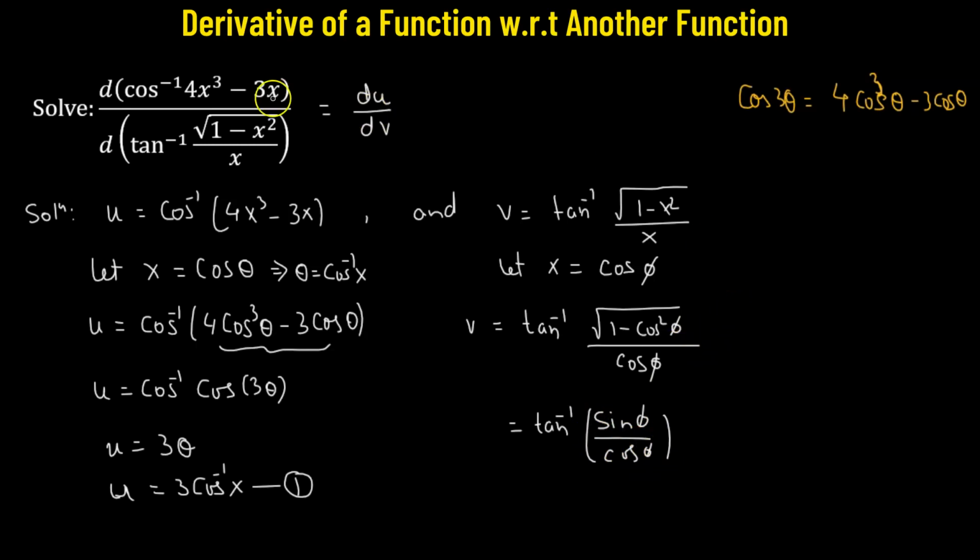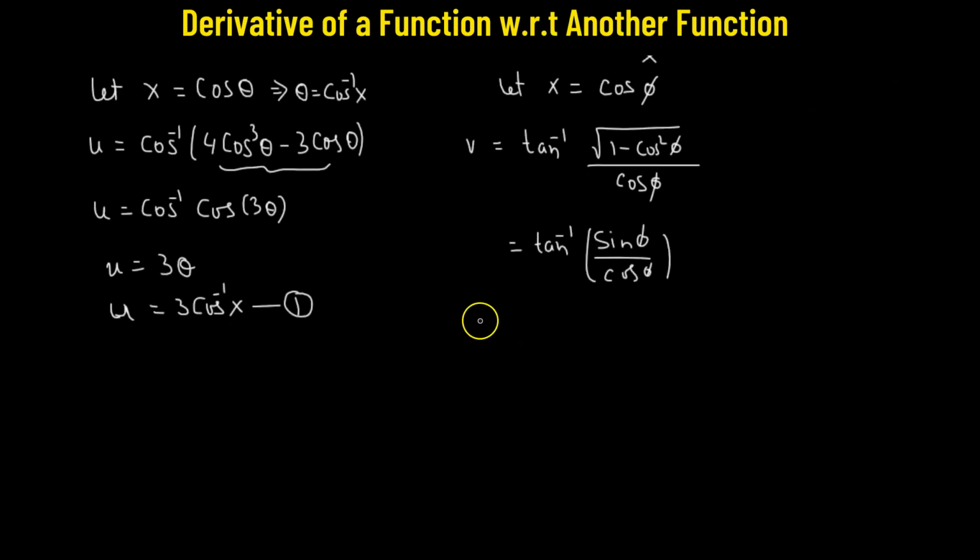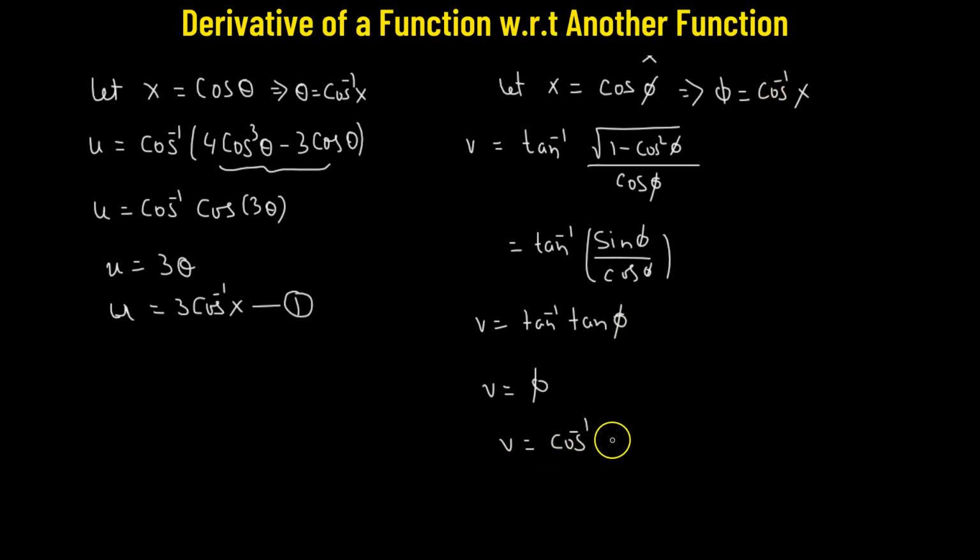What we have done here is use the standard identity that sine squared phi plus cosine squared phi is equal to 1. Now we have v equal to tangent inverse of sine over cosine, so that ratio is tangent of phi, which gives us v equal to phi. We have considered x to be equal to cosine phi, so that means phi is equal to cosine inverse of x. So that means v will be equal to cosine inverse of x. So let's label this as number 2.